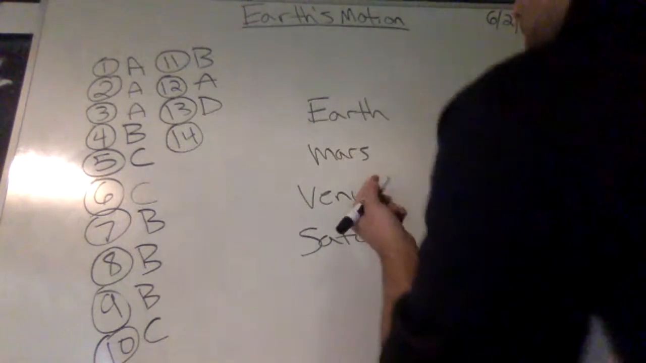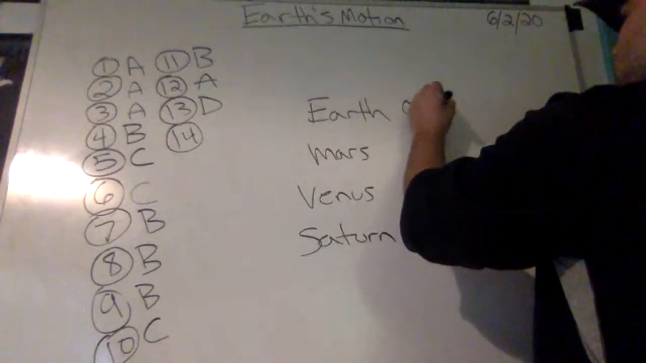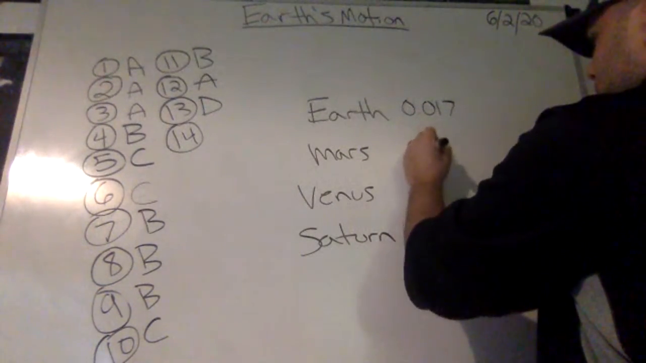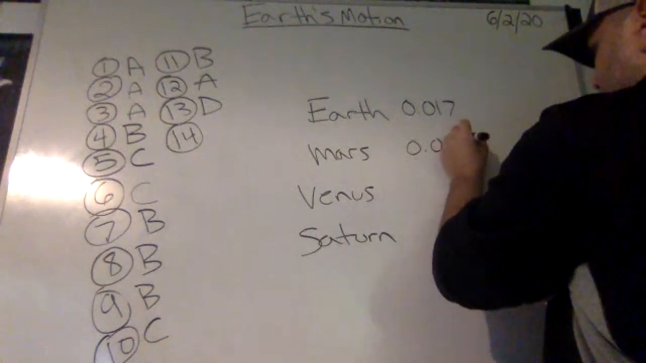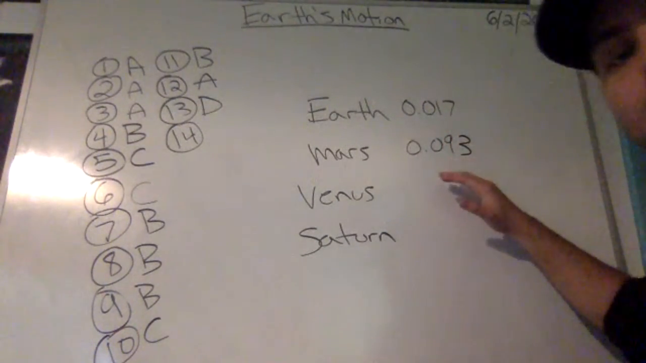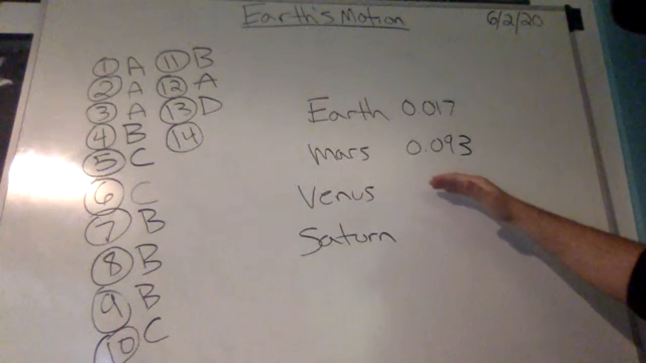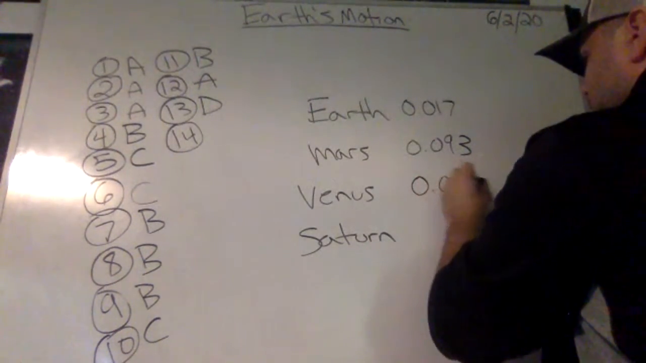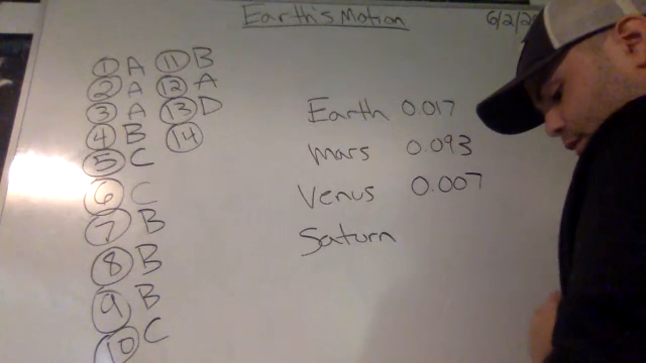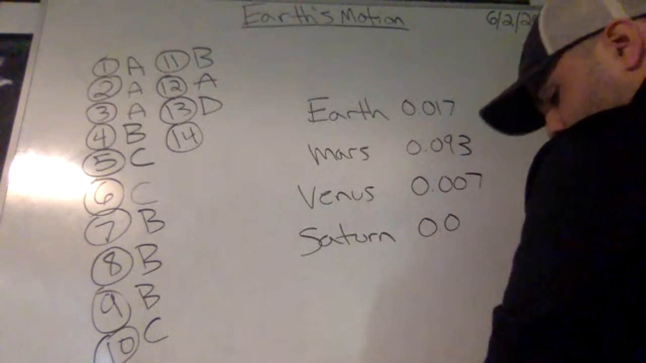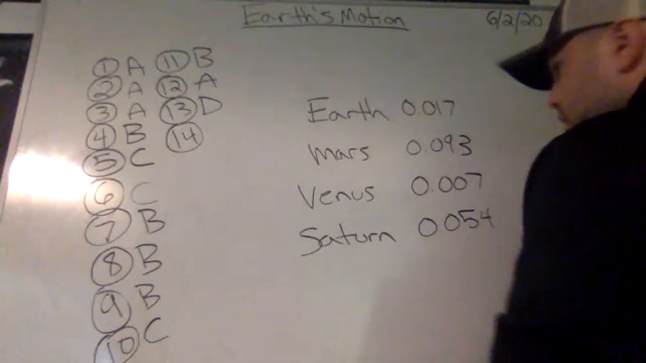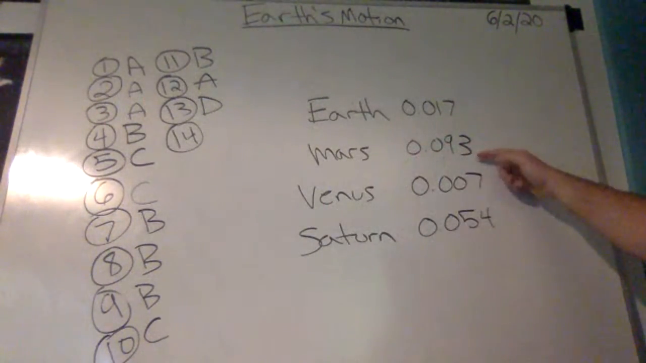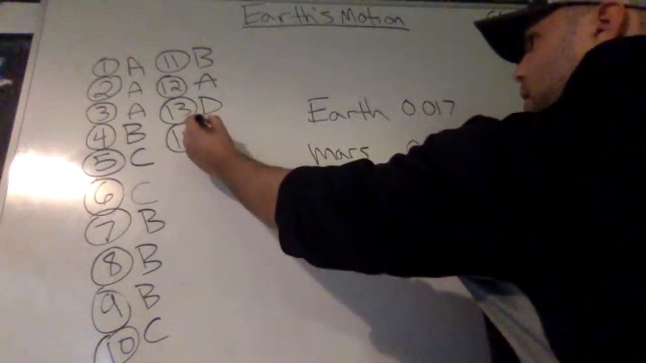So for Earth, it's 0.017. For Mars, it's 0.093. Because remember, I don't have this memorized, but I know to use the Earth Science Reference Table to find these. For Venus, it's 0.007. And then for Saturn, it's 0.054. So for number 14, it's looking for the biggest number. So we have Mars. That's the largest. So Mars is letter B.